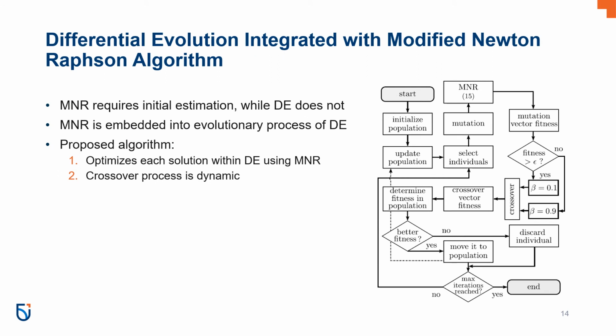Now we move on to explaining our proposed hybrid algorithm. It is slightly different from traditional DE algorithms in the sense that it optimizes each of the outputs from the mutation stage with the modified Newton-Raphson, and the crossover process is also a little bit dynamic when compared to traditional DE, as the crossover factor changes depending on the fitness of the crossover vector. I will explain that in the next slides.